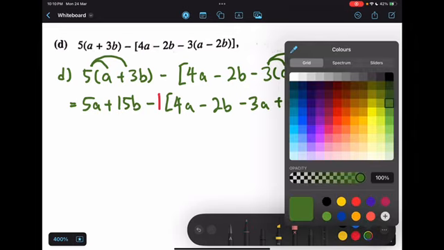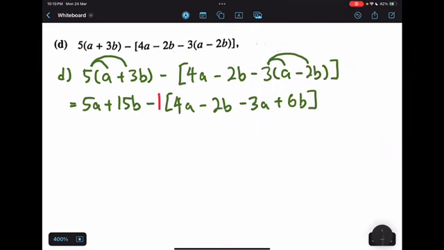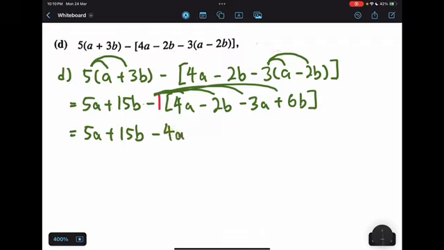of that negative sign. And what I want to do is to use the rainbow method once again to expand this bracket over here. And what I will have is 5a plus 15b minus 4a, negative 1 times negative 2b, that will give me positive 2b, negative 1 times negative 3a, that will give me positive 3a, and negative 1 times positive 6b, that will give me negative 6b. And there you go, I got no more brackets.